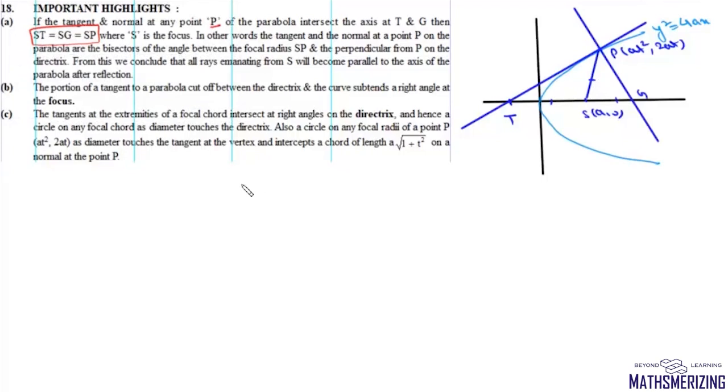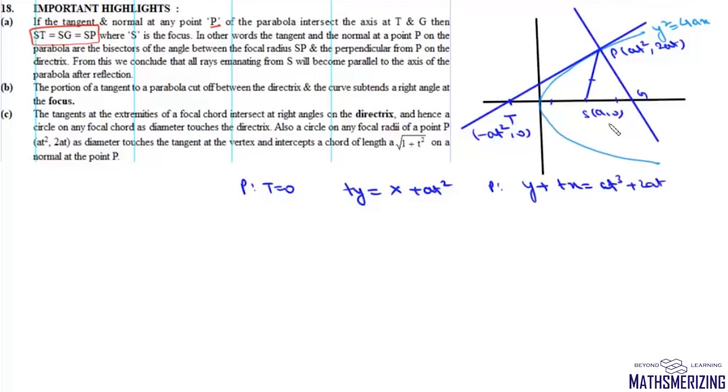So at any point P, the equation of the tangent is given by ty equals x plus at square. Now for the x-axis, we'll put y as 0. So this point T will be minus at square, comma 0. And we know that at any point P, the equation of the normal is y plus tx equals at cube plus 2at.